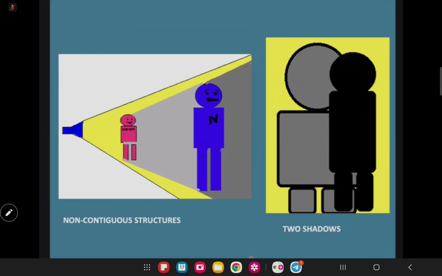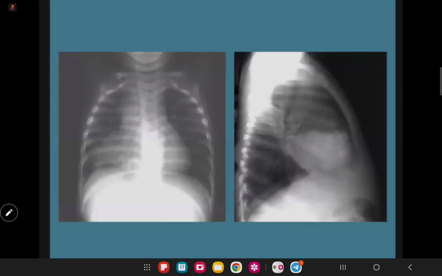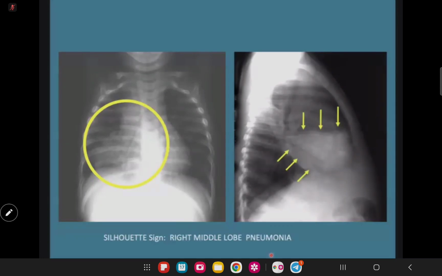Okay? So, this one. You have an obscured right cardiac border. So where would the lesion be? So this is adjacent, right? That's why your cardiac border disappeared. So where is the lesion? Right upper, right middle, right lower? Right middle, Doc. Good. Right middle. Okay. So you will have a right middle lobe pneumonia.